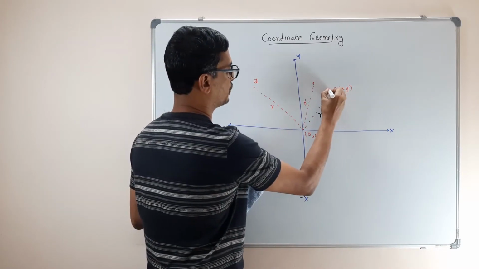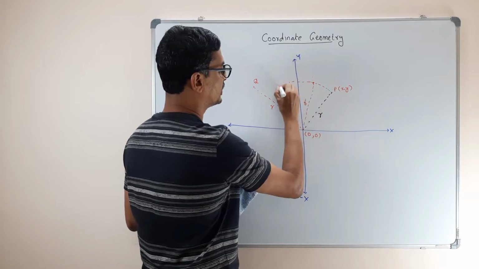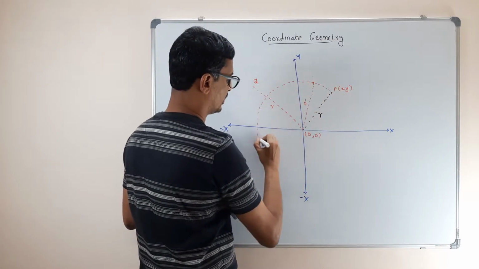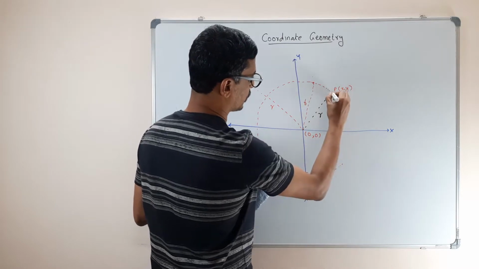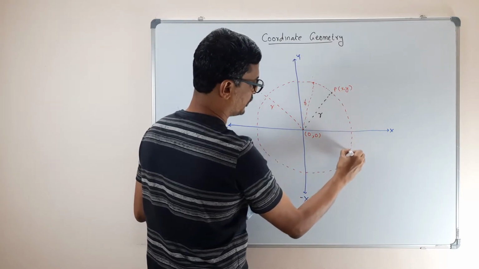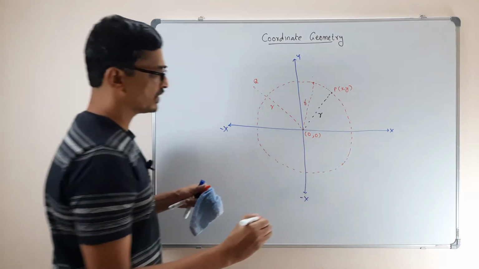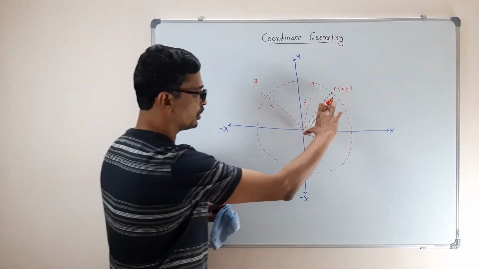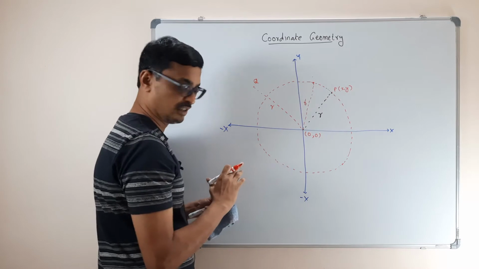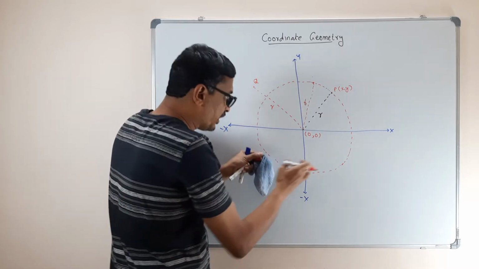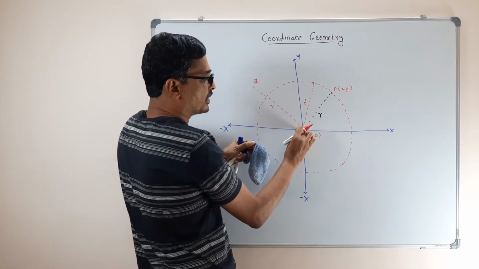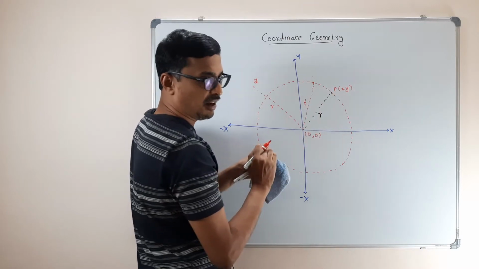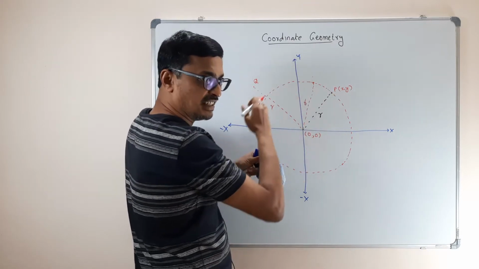Correct. So these points, the points on the coordinate system, are at an equal distance, satisfying a condition. What is the condition? The distance from the origin should be R. So this is a set of points which satisfy a condition, that the distance from the origin is equal to R. That set of points is a circle.